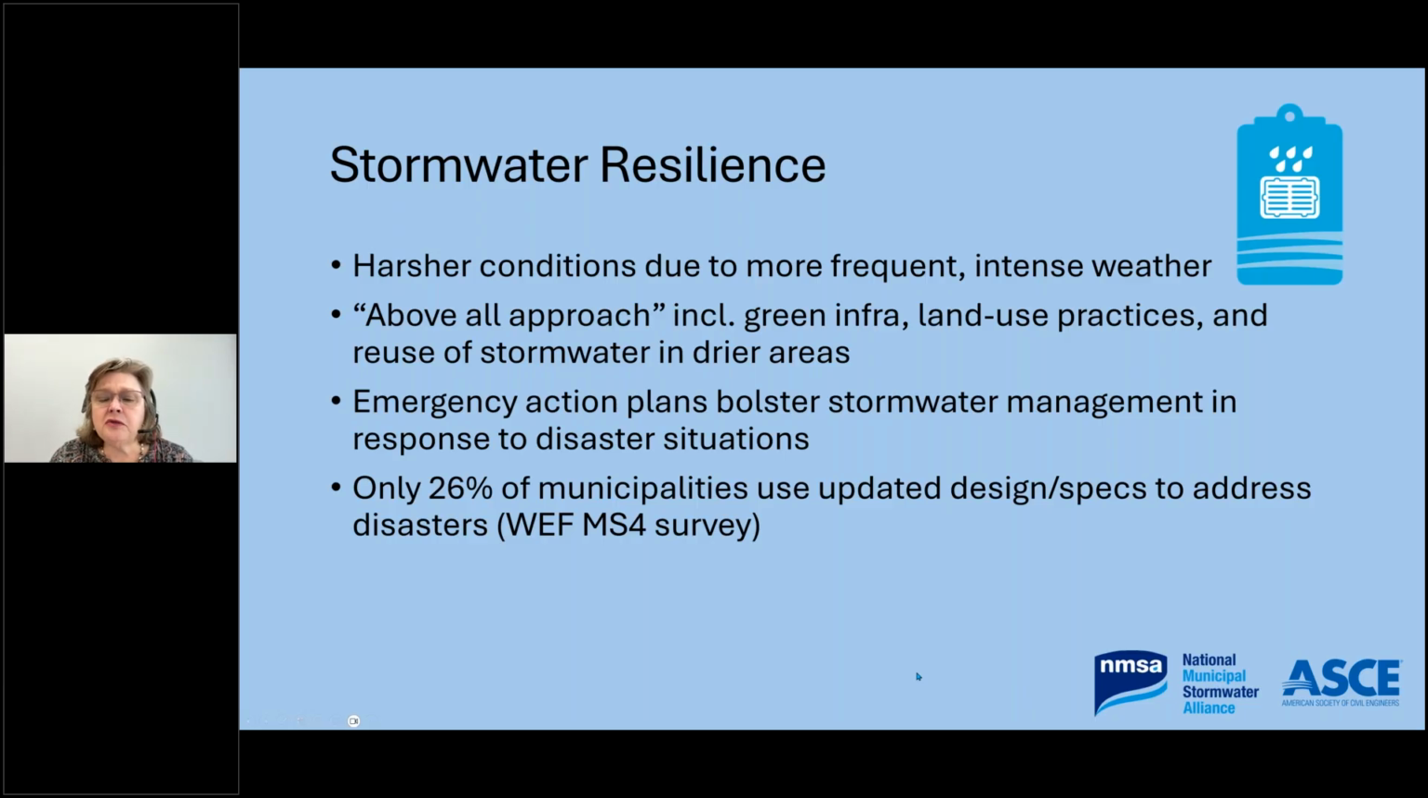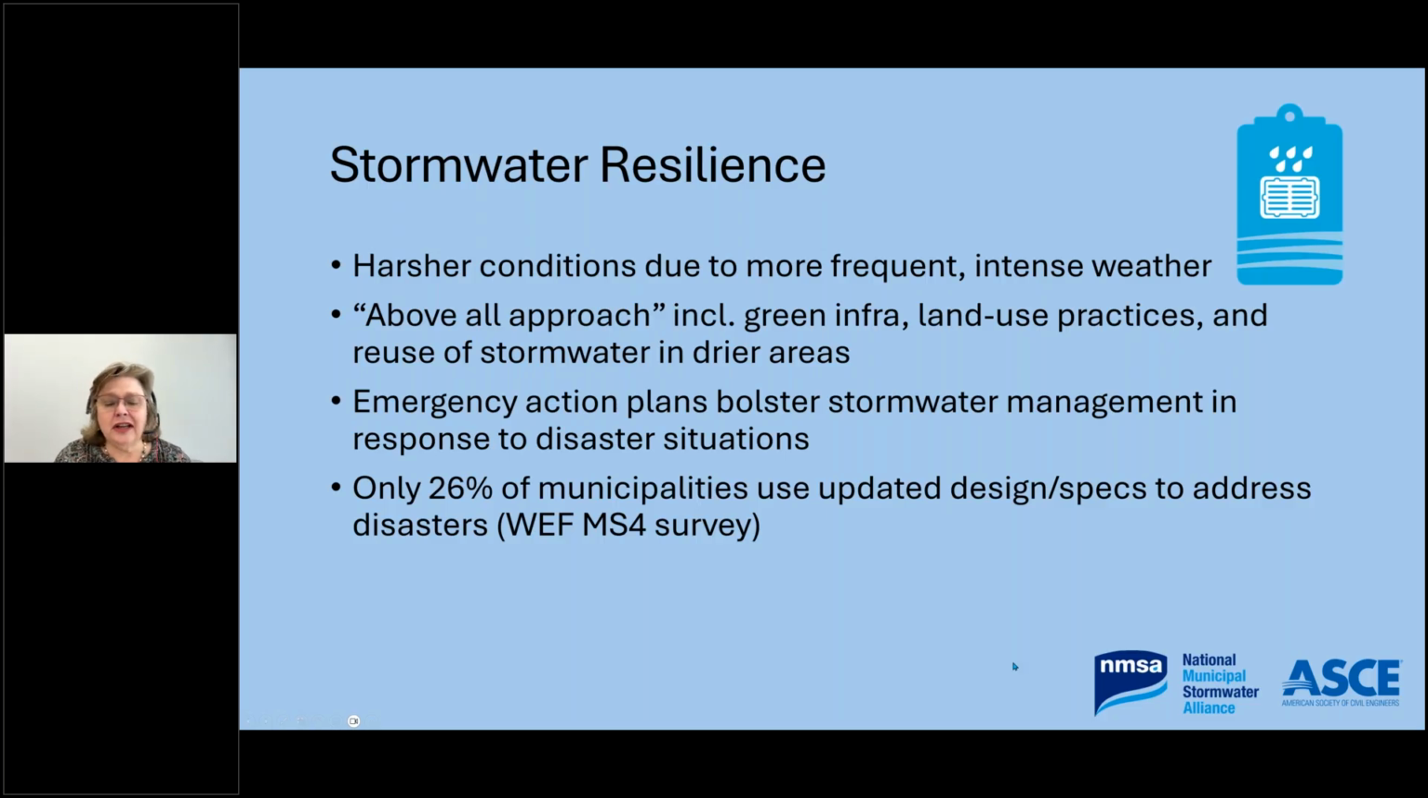And then just a reminder, you're going to hear this from me now, you heard it from Darren, only 26% of municipalities use updated design and specifications to address day-to-day and to address disasters. So that means that we're allowing things to be built today that will not be prepared and stand ready for the next disaster. Let's go ahead and jump into the next slide.